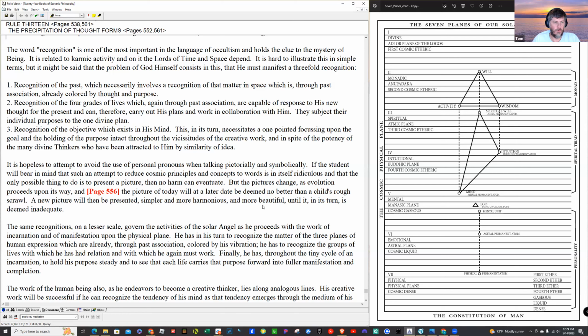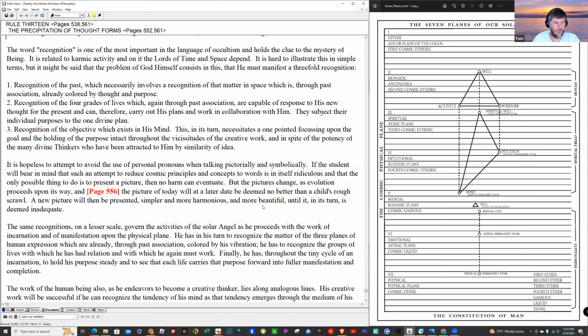Two, recognition of the four grades of lives, which, again, through past association, are capable of response to his new thought for the present, and can therefore carry out his plans and work in collaboration with him. They subject their individual purpose to the one divine plan. And three, recognition of the objective which exists in his mind. This, in its turn, necessitates a one-pointed focusing upon the goal and the holding of the purpose intact throughout the vicissitudes of the creative work, and in spite of the potency of the many divine thinkers who have been attracted to him by similarity of idea.